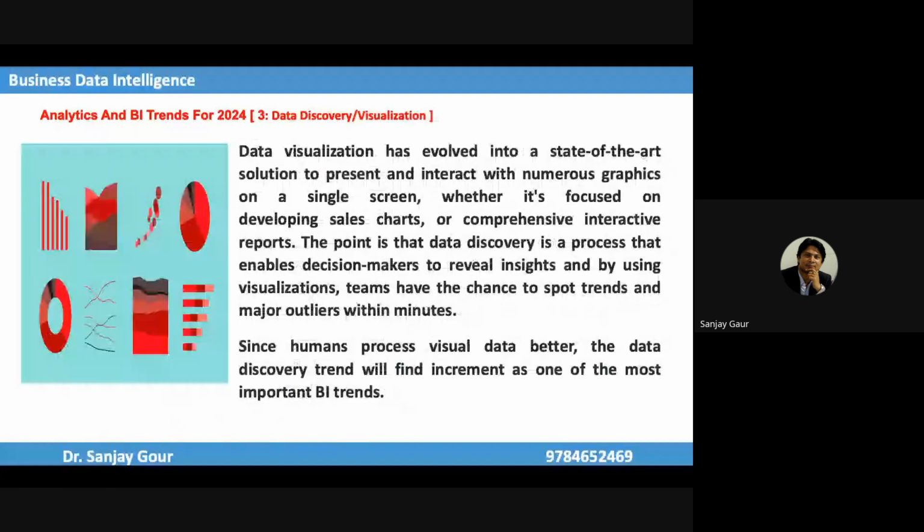Next one, the analytics and business intelligence trends for 2024. A report in the form of visualization is again a very important concern. People are not too interested in seeing reports in the form of text or numbers. They want everything in business visualization form.